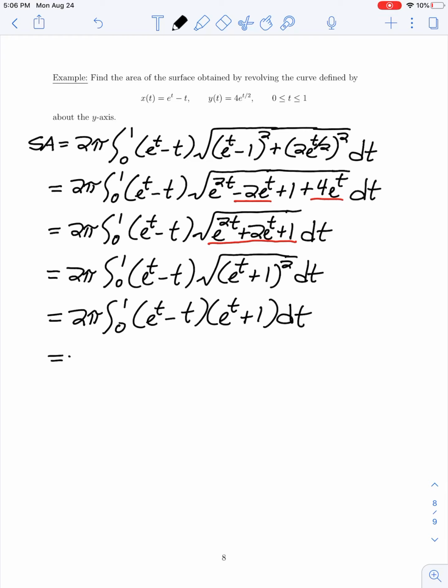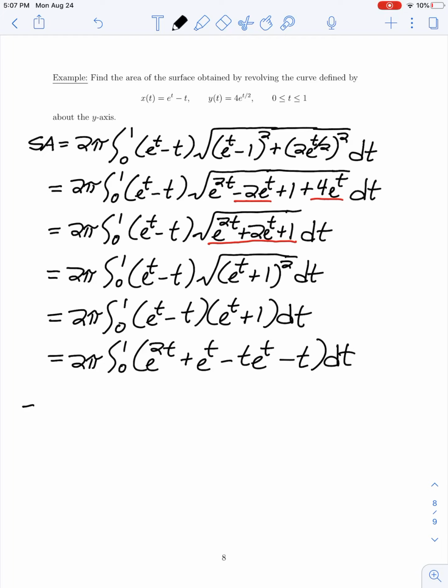And in my last step for simplifying, I need to expand this product. For the product of my first two terms, e to the t times e to the t, I have e to the 2t. Plus, for the product of the outside two terms, I have 1 e to the t. For the product of my inner two terms, I have negative t e to the t, and for the product of my last two terms, I have a negative t dt.